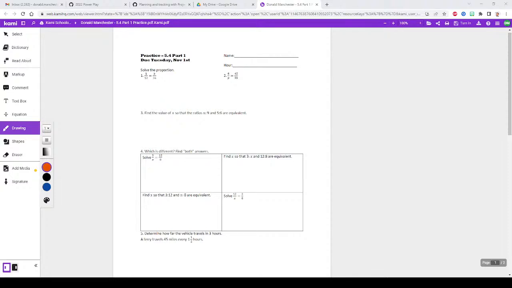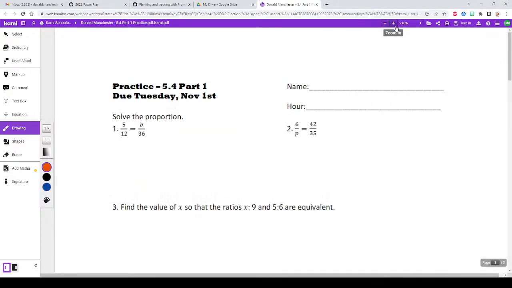Okay, here we go. Doing this because I don't even know why.